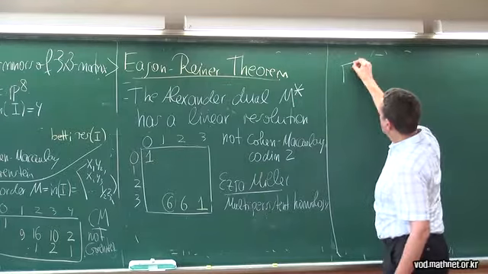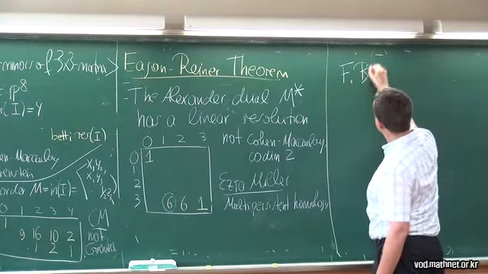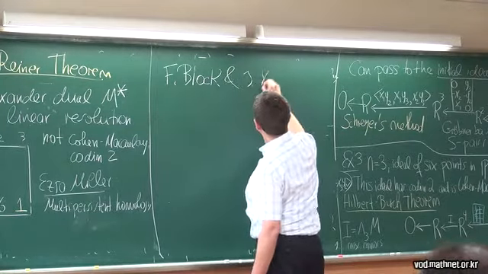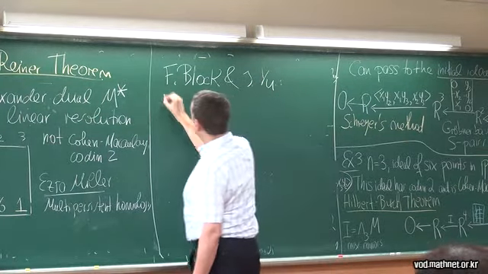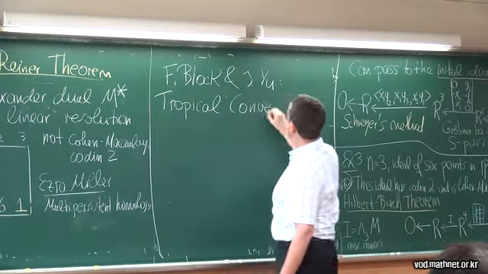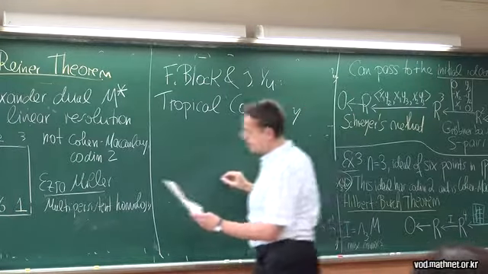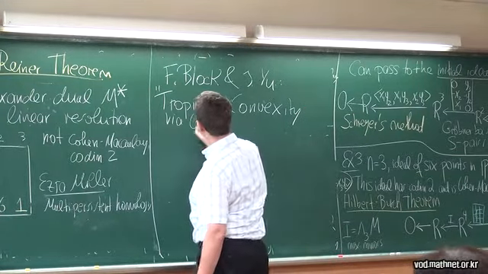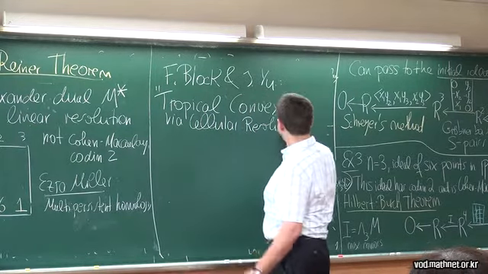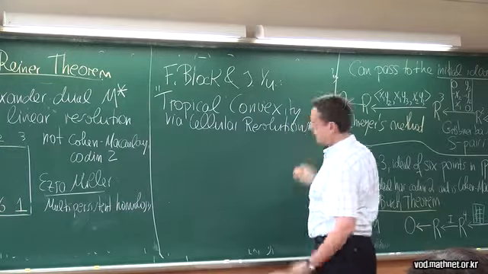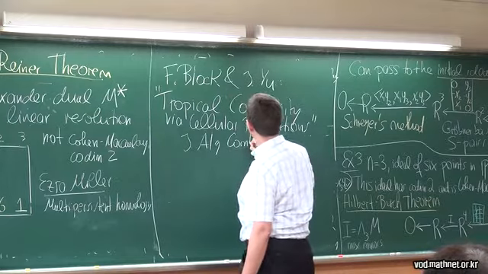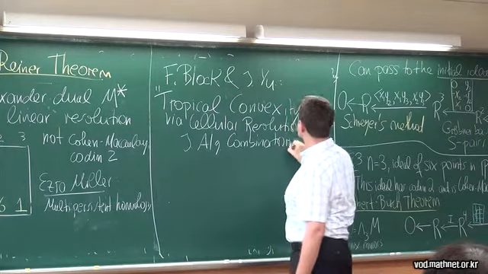But what I really wanted to talk about, I wanted to advertise to Rudy and Chao Chan, is a paper by Florian Block and Josephine Yu. Okay? This is called Tropical Convexity via Cellular Resolutions. The title of the paper, Tropical Convexity via Cellular Resolutions. And this is Journal of Algebraic Combinatorics, 2006.